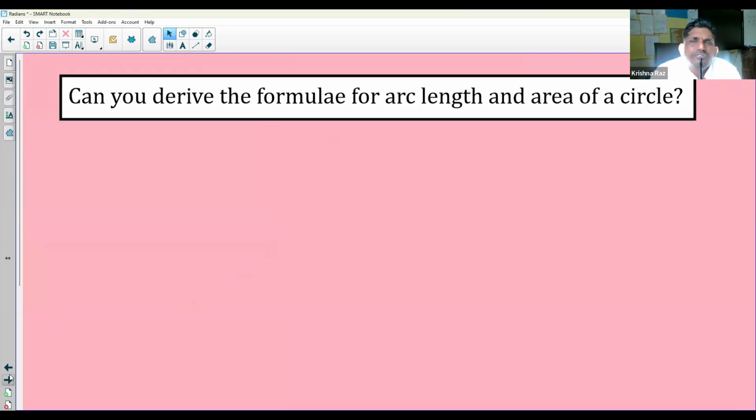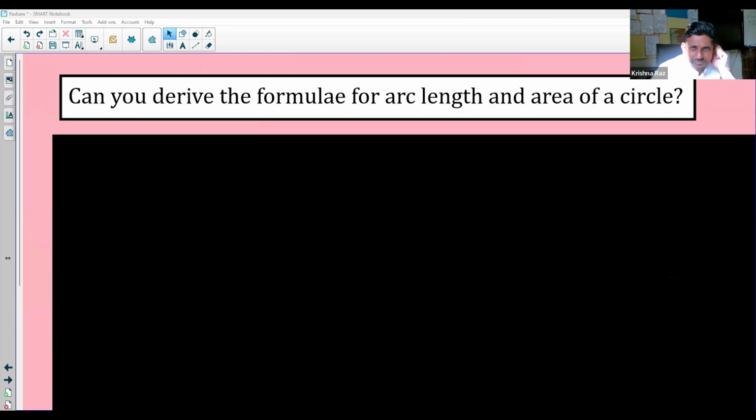So let's extend that and derive the formulae for arc length and area of a sector using radians. I encourage you to pause the video and give this a go. Welcome back.